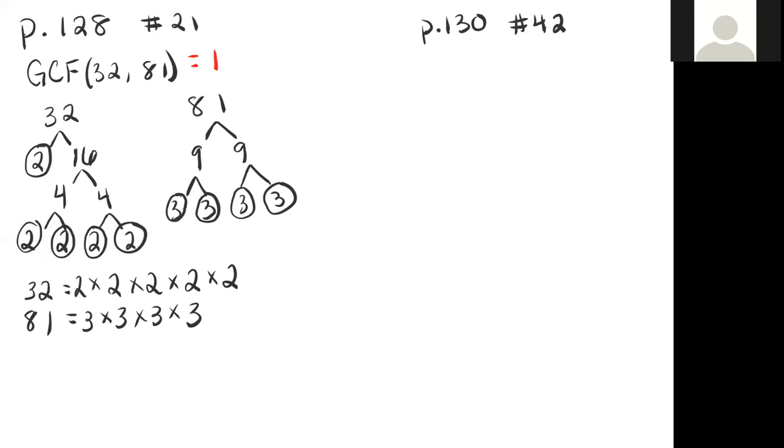So for example, if you had that as a fraction, 32 over 81, and you were asked to put that into simplest form, that is already in simplest form, because there's no factor that I could divide both the top and bottom by to simplify it. Okay? So when you get to this step with the prime factorization and there's no common factor, your greatest common factor is 1.